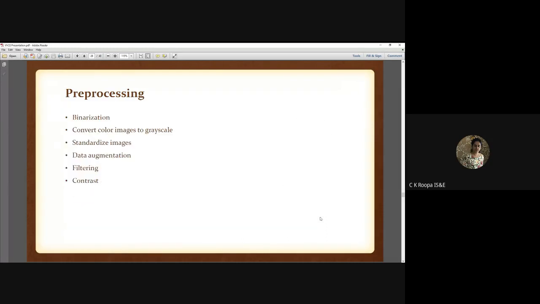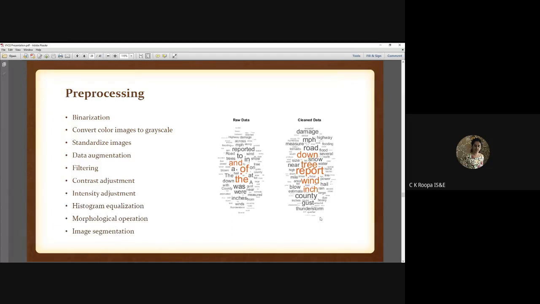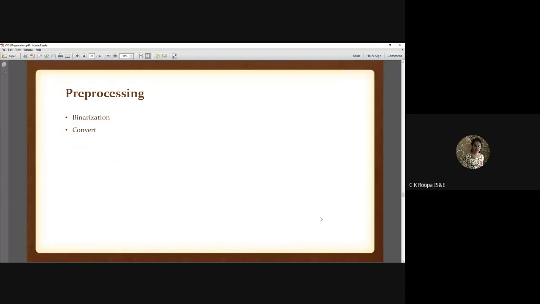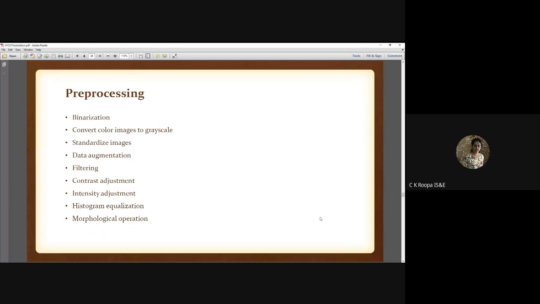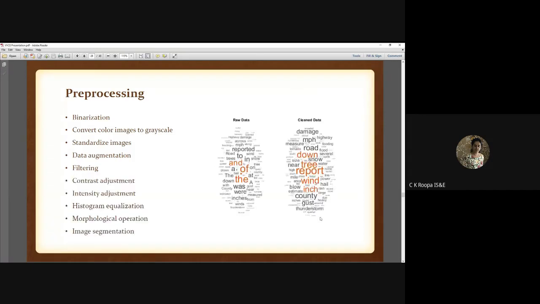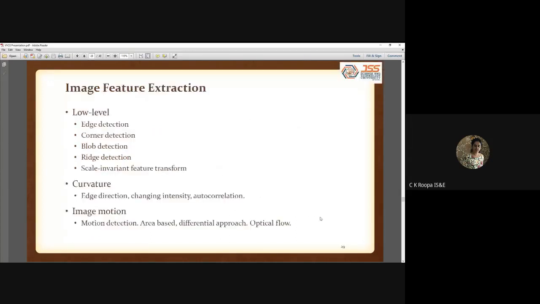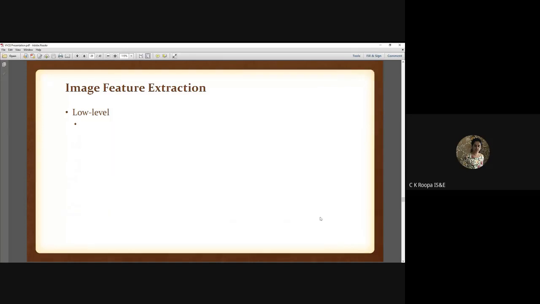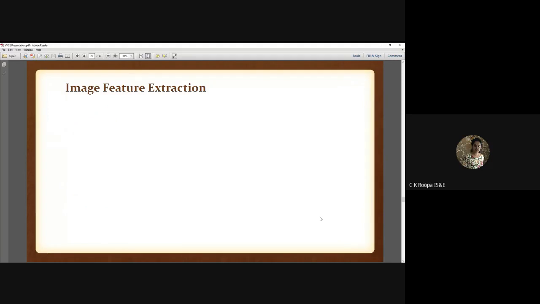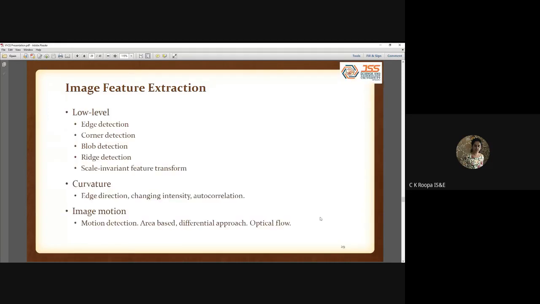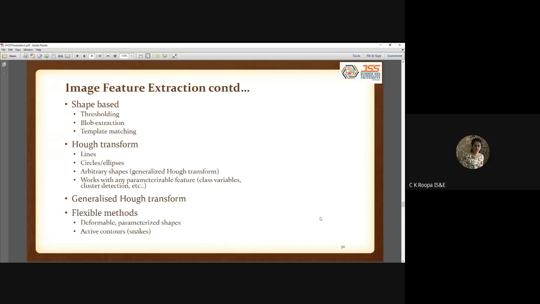And then you have image segmentation, where segmentation plays a very, very vital role, especially in taking decisions in the field of medical image analysis, where segmentation is responsible for picking the best region of interest according to the end user. Right. So feature extraction, these are some of the features that you can think of. Low-level features, curvature features, and image moments, right? And the other feature extraction methods that are available are shape based.